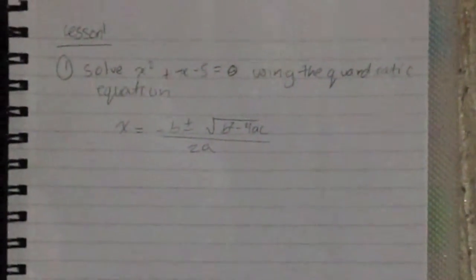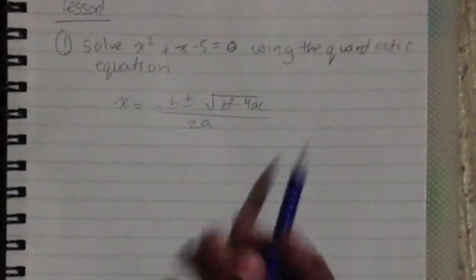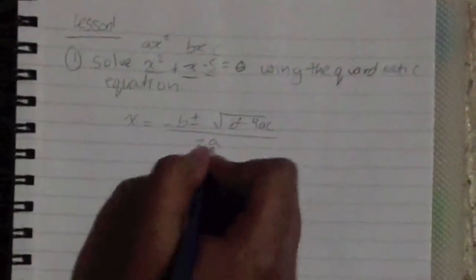Okay, so for this lesson, you're going to learn the basic stuff, and we're going to apply the quadratic equation, the quadratic formula, to this quadratic equation. So you have to know that this is your ax squared, this is your bx, and this is your c, right? So you're going to fill those in wherever they're needed.